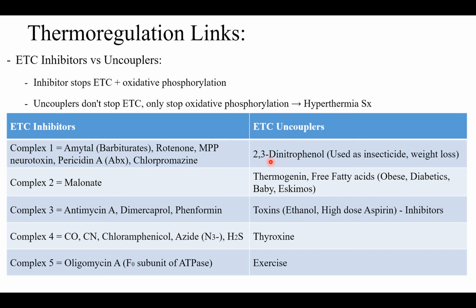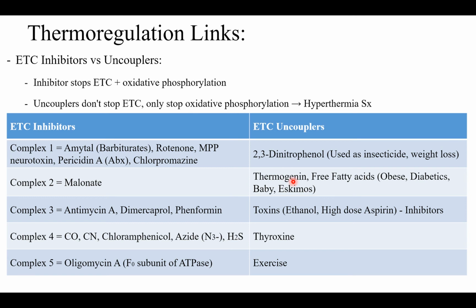Uncouplers include 2,4-DNP, dinitrophenol. This is used as an insecticide, and illegally it's also used as a weight loss supplement. You may be given a vignette where a patient taking a weight loss medication is feeling very hot, hyperthermic, and you want to know what's going on. You can recall that 2,4-DNP is an ETC uncoupler.